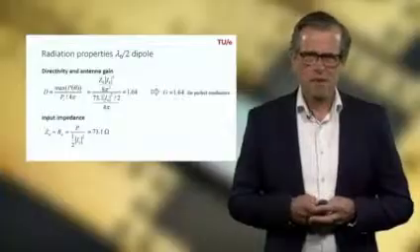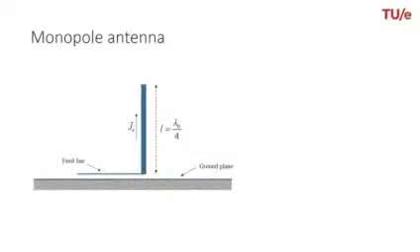Now there are also other types of wire antennas. I already showed the digital radio receiver with this monopole type antenna, which is also represented here in this diagram. So in a monopole antenna, one of the dipole legs, so to say, is replaced by a ground plane.